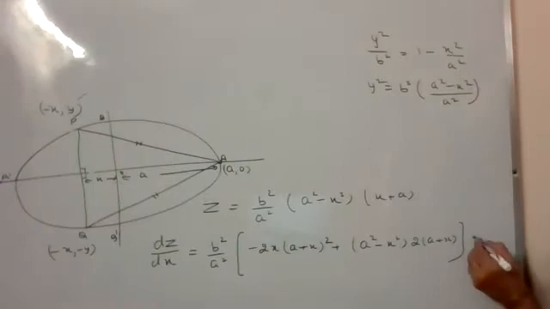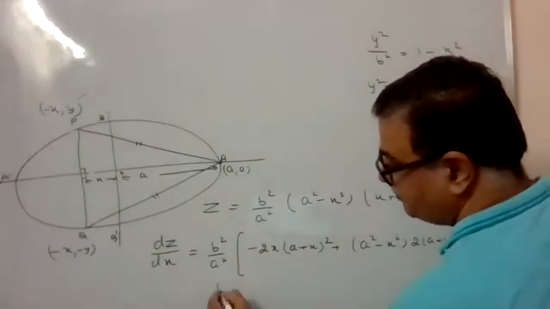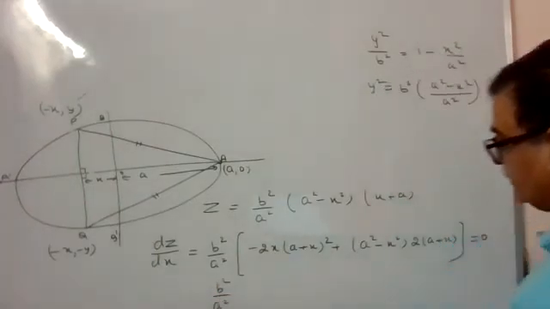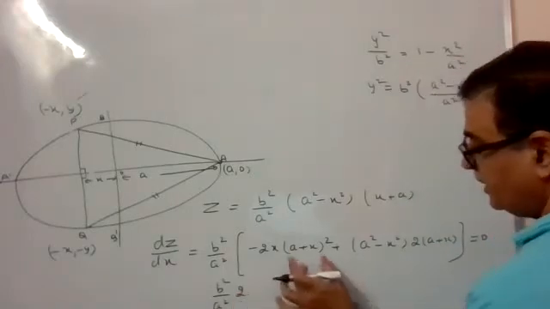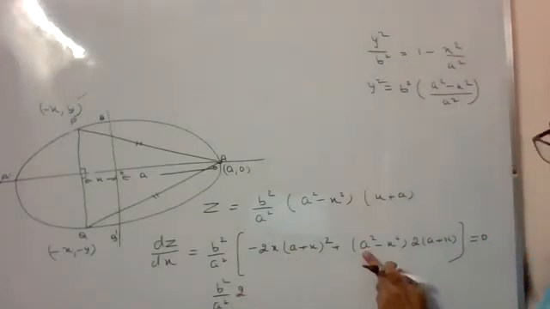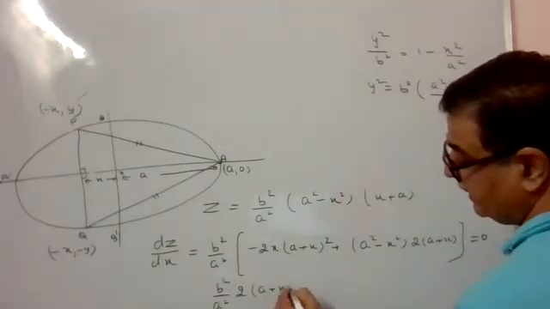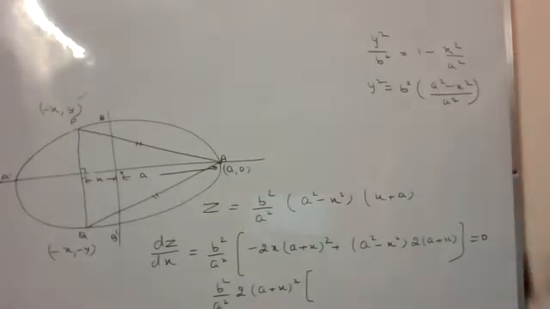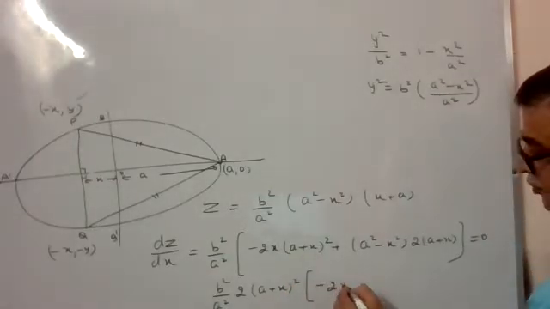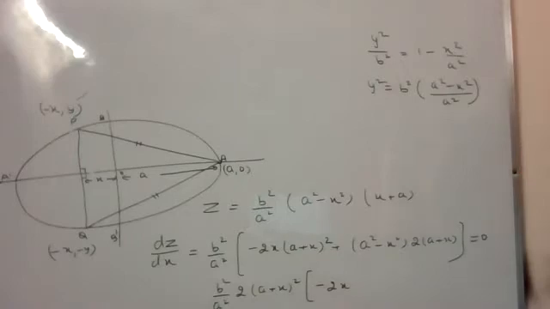It should be equated to 0. Then I get b square by a square, and what is common here? 2 is common. a plus x whole square will be common because this will give a plus x into a minus x and 1 is here. So I got it a plus x whole square is common. Then what will it come? Minus of 2x. Or 2 already we have taken common, so left is minus x. And here it will come out to be what? a plus x gone, so it will be plus a minus of x. Coming equal to 0.